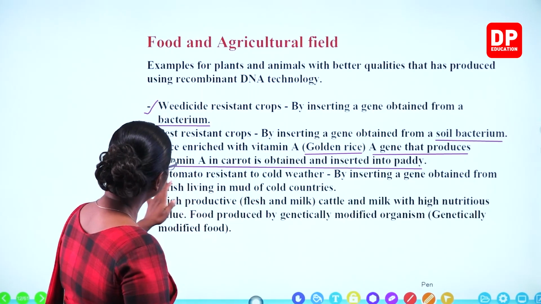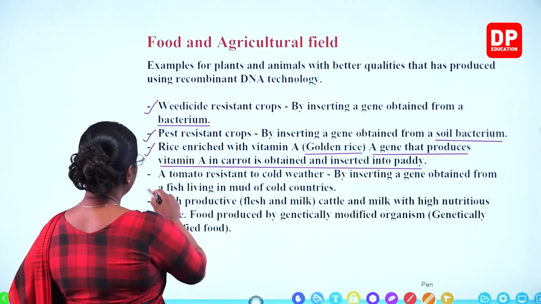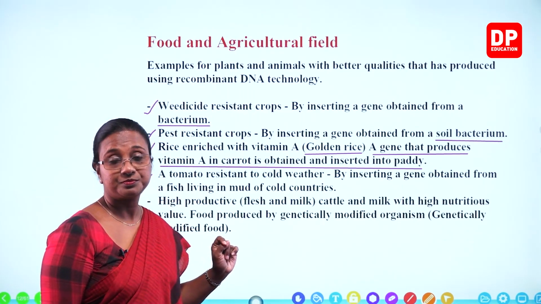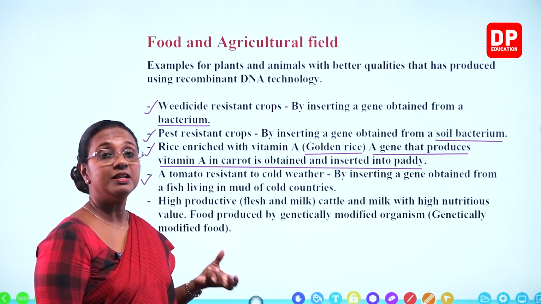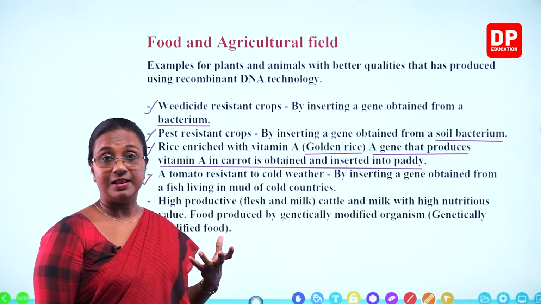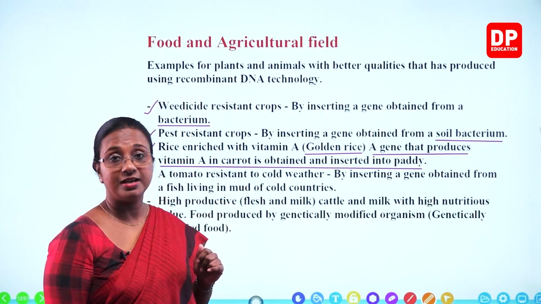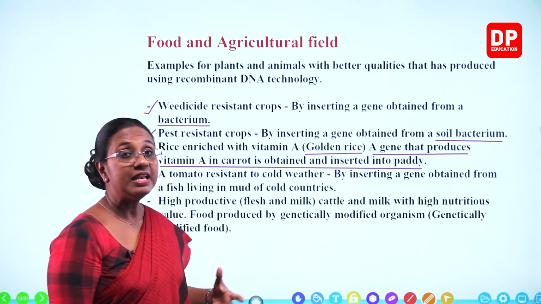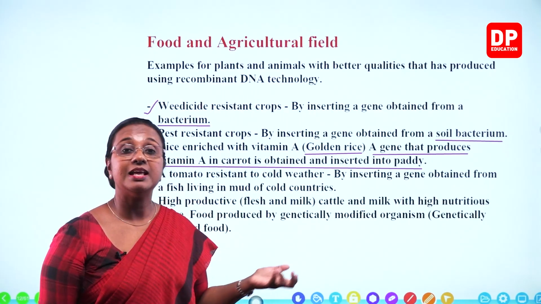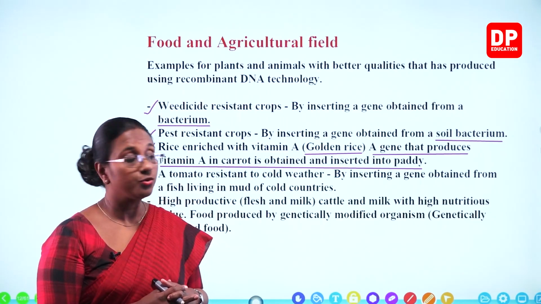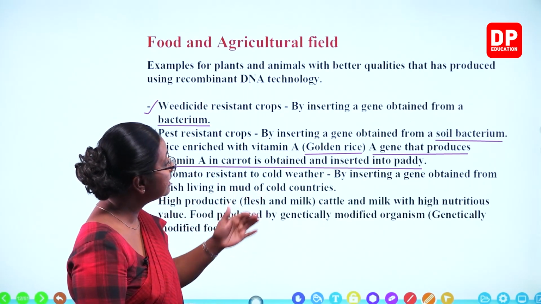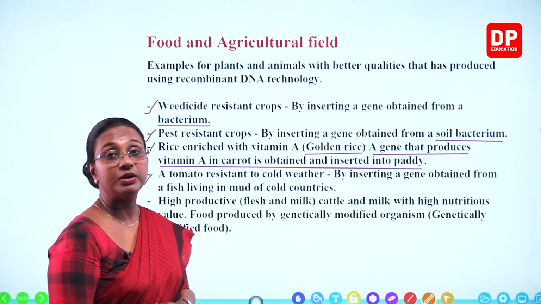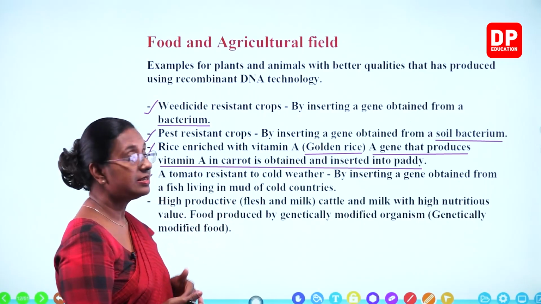So like that, there are different methods. Then we have a tomato resistant to cold weather. Now in cold environments, tomato does not grow very well. But if you can make a variety, which has already been done, that is resistant to cold weather, then you can grow the tomato plants in environments where there is cold weather. So this is done by inserting a gene obtained from a fish living in mud of cold countries.